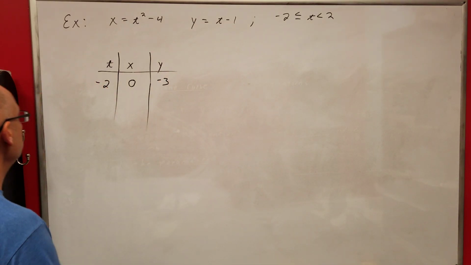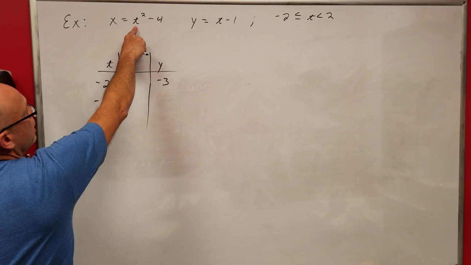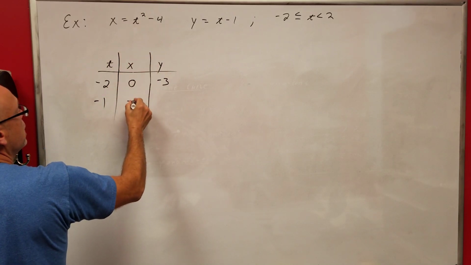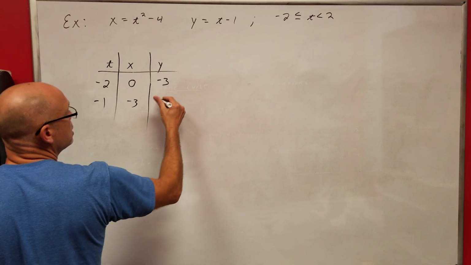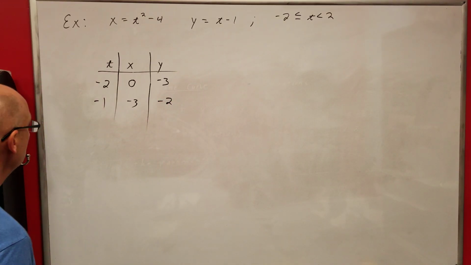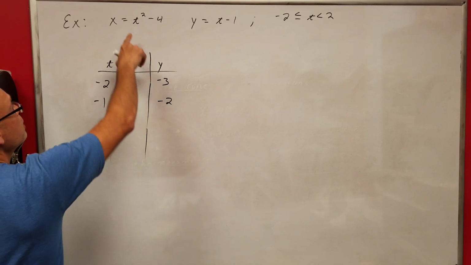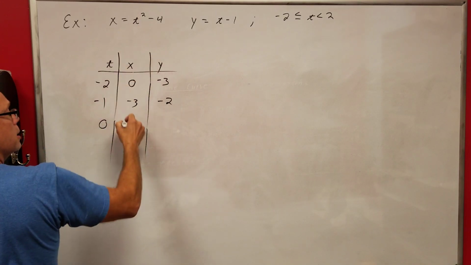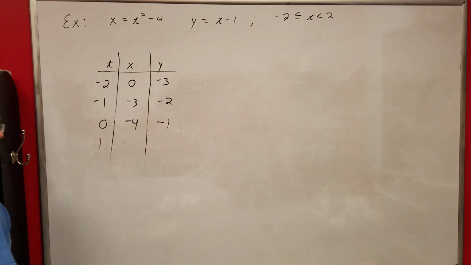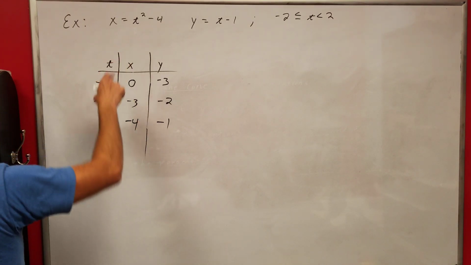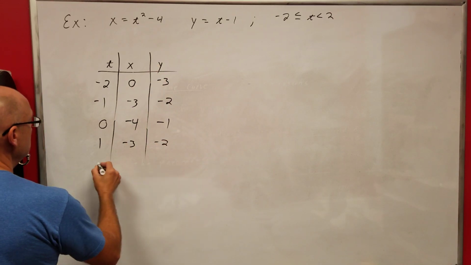Let's pick another t value, say -1. When t is -1, we have -1 squared minus 4 is -3 for my x, and my y value is -1 minus 1 or -2. We could keep doing this. If I have a t value of 0, sub it in here, x is -4 and y is -1. For a t value of 1, what do I have for x? -3. What do I have for y? -2.